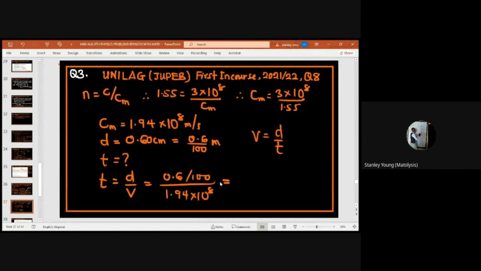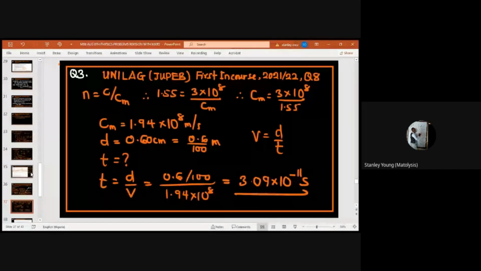So that's 0.006 divided by 1.94 times 10 to the 8. This gives us 3.09 times 10 raised to the power of negative 11 second. So this is the time it's going to take. Okay, I hope we do not make an error there. That's the time it's going to take for the light to pass through the thickness.